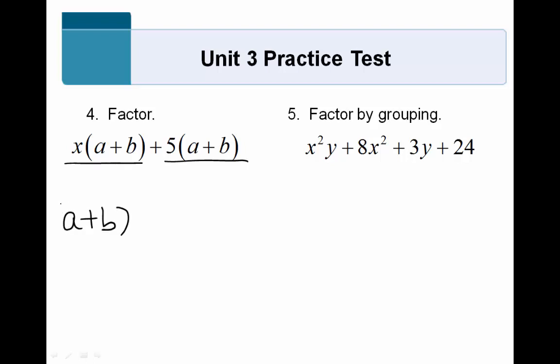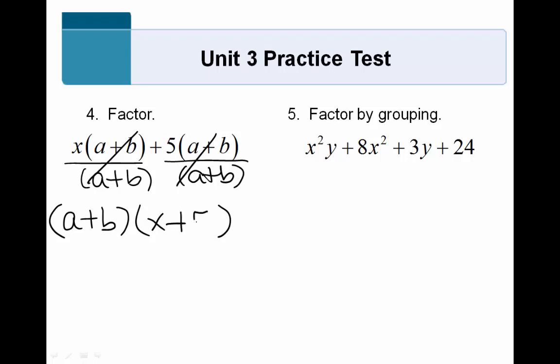If I pull out that a plus b, I'm undistributing, so I have to divide each term by a plus b. So my missing factor is x plus 5. I could also write that as x plus 5 times a plus b because the commutative property allows me to do that.